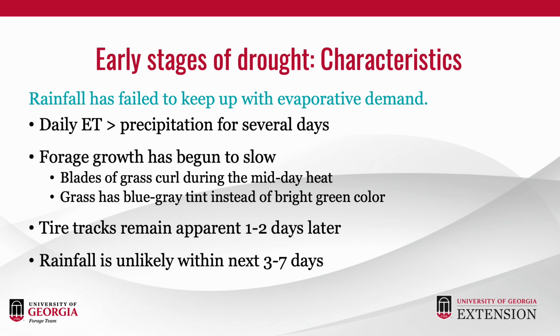The grass is becoming less and less resilient, and we see that visibly by its response to vehicle and animal traffic. The tire tracks are going to remain apparent in that field for 1 to 2 days after you've driven through it. Rainfall is unlikely in this scenario in the next 3 to 7 days, so we encourage you to watch the forecast to see if that keeps us in the early stages of drought, or do we need to start thinking ahead to the next level.